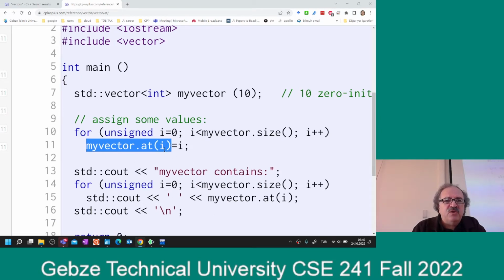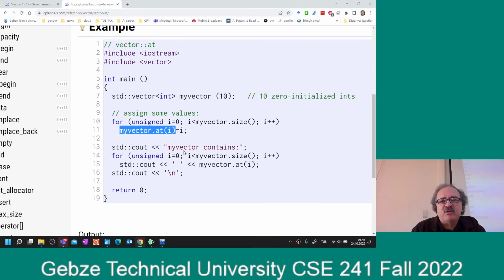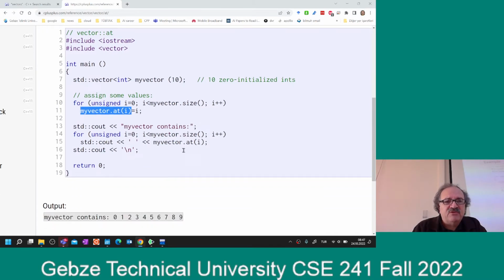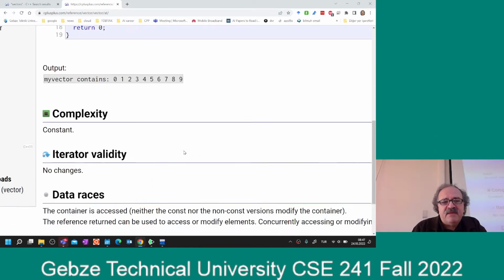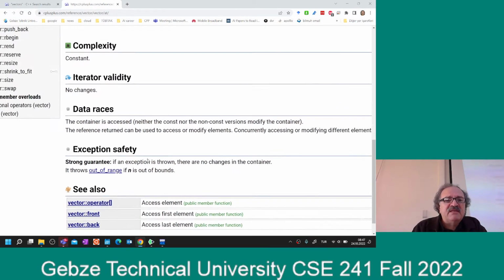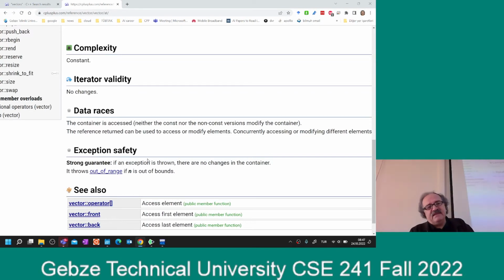So if I use more than the size of the index, let's say I use 100 here, and I make this assignment, you will get an exception and your program will be terminated. It will say you used an out of index value. So it throws an out of range exception. It is definitely safer to use at than the index operator, but the index operator doesn't check the indexes, so it is more efficient. It is faster because it doesn't include an if statement in it.